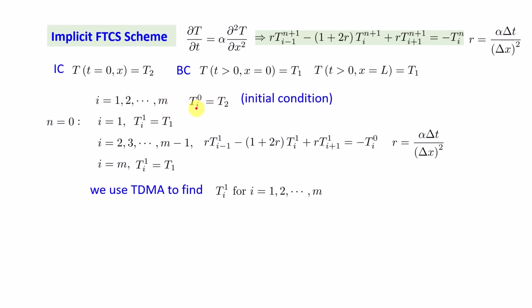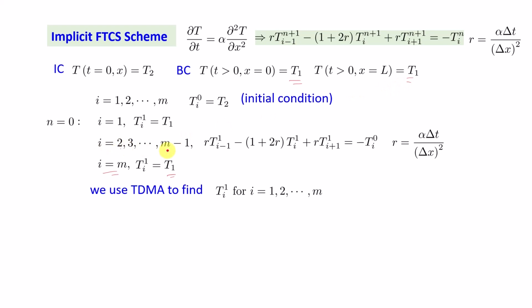So now the solution algorithm goes like this. Initially I have the initial condition T_i at time level 0 as T2, because it is coming from my initial condition. This is for all i. Then for n equal to 0, I'll get T_i, that is the first time level solution. So how will we do it? For i equals 1, T_1 comes from our boundary condition T1. Similarly for i equals m, it comes from our boundary condition T1.